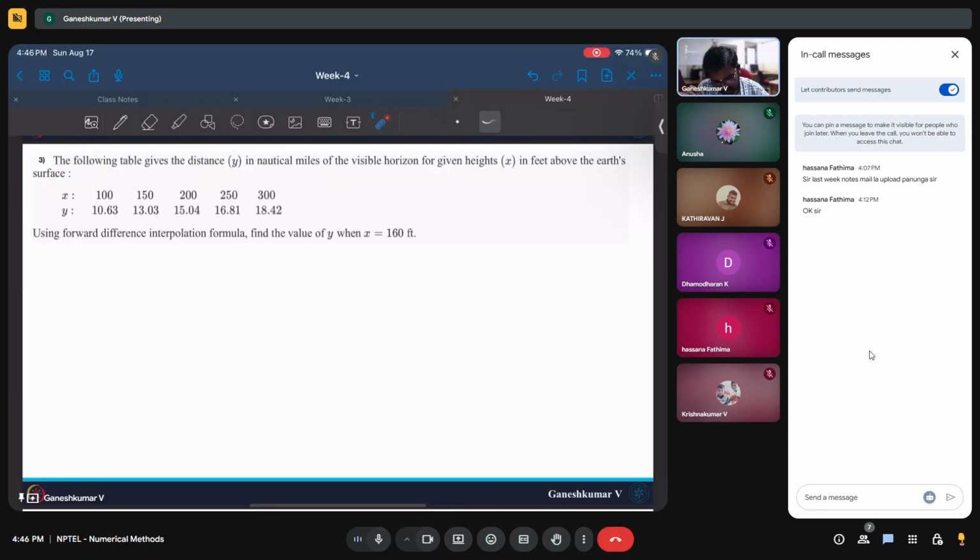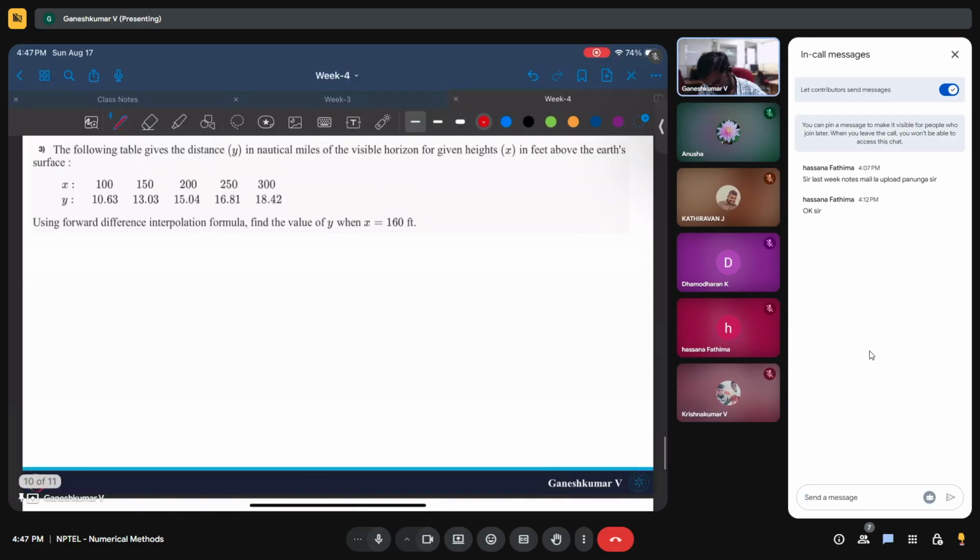Okay, so now this height is measured from the Earth's surface, but these are all not relevant to us. The only thing is we need to use the forward difference interpolation formula to find out what the distance is at 160 feet. So where is this 160 feet? Between 150 and 200. At 160 feet, what will be your distance of visible horizon is what you need to know. Okay, and for that we are going to apply the forward difference interpolation formula to get that.